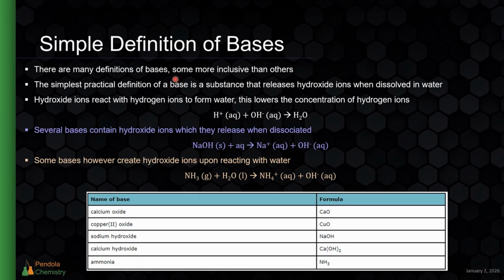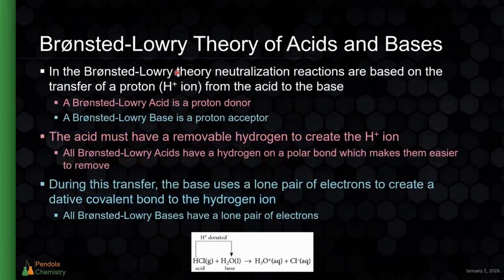A more inclusive definition of acids and bases is what we call the Brønsted-Lowry theory of acids and bases. In the Brønsted-Lowry theory, neutralization reactions are based on the transfer of a proton. Like I said earlier, a proton is essentially just a hydrogen ion, right? Because if you take an electron from hydrogen 1, since it doesn't have any neutrons, it's just going to be a floating proton. So Brønsted-Lowry theory bases neutralization reactions on whether something donates a proton, it's giving up a proton, or something picks up a proton, it's accepting it.